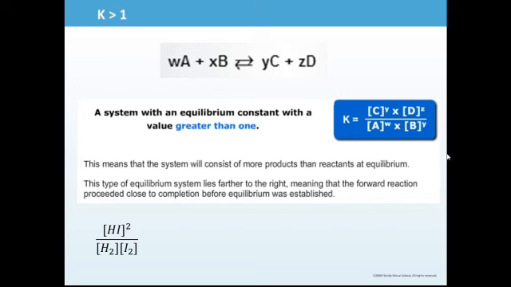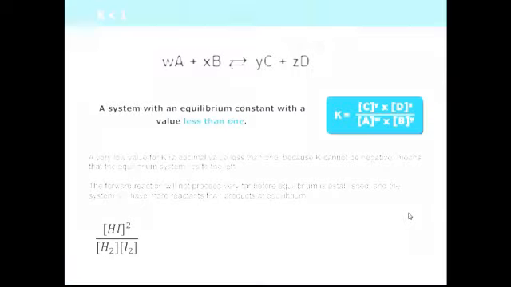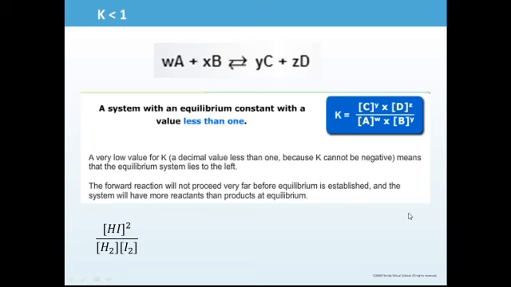A system with an equilibrium constant greater than 1. Think about that for a second. If K right here is greater than 1, what has to be larger, my numerator or my denominator? So if K has a value greater than 1, it means that I have more products. That means my numerator is larger than my denominator. Just think back to fractions in your math classes. If K is greater than 1, then our numerator has to be larger than our denominator.